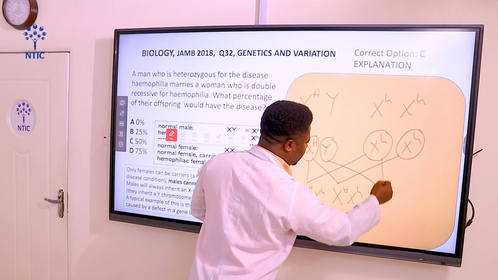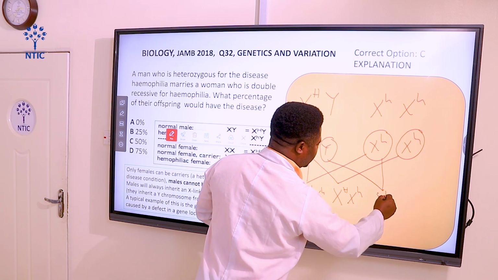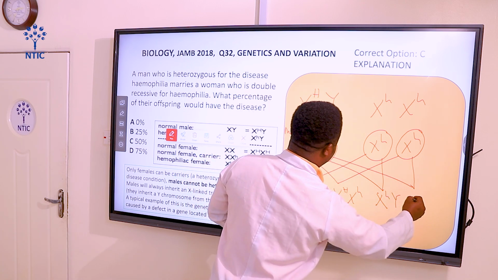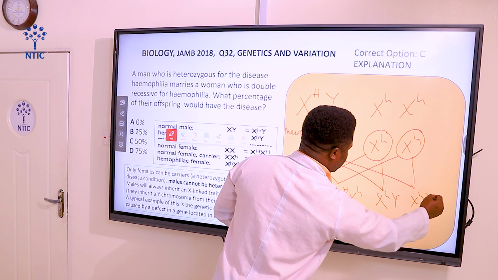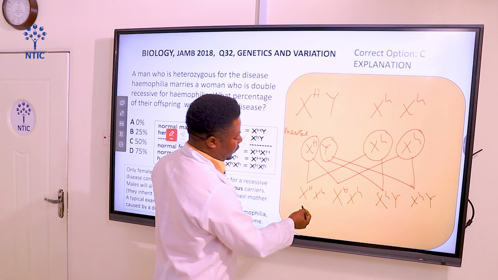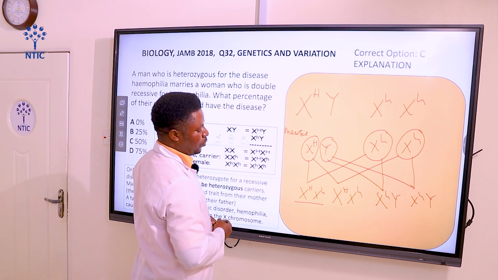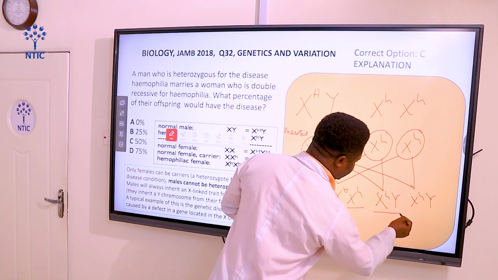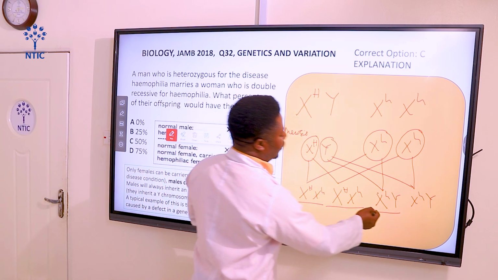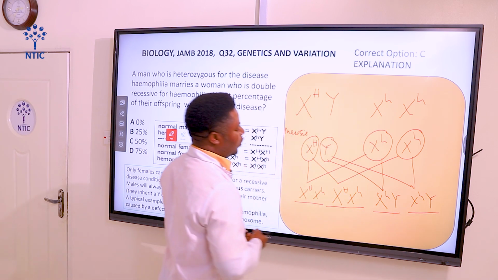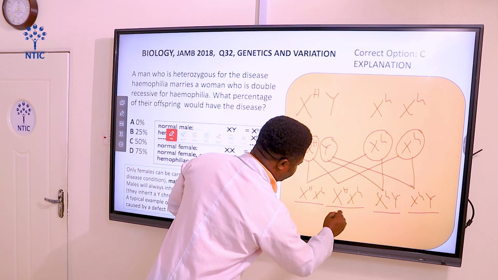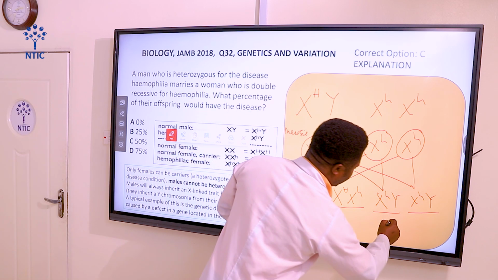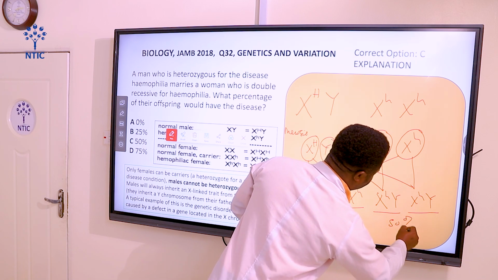Let's go to the next one. This and this, you have the X and the Y. This is a male. If you look here, you will see that this is a carrier who is heterozygous for the female. This is also a carrier, heterozygous for the female. This person is already hemophiliac. This one too is also hemophiliac. So 50% of the females are carriers, and 50% are infected.